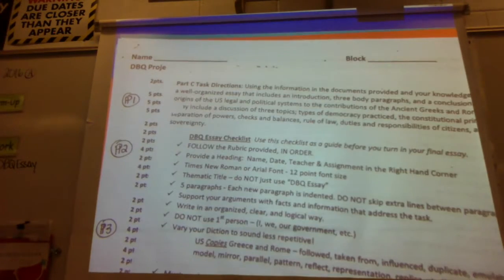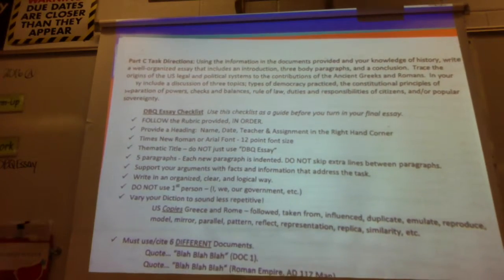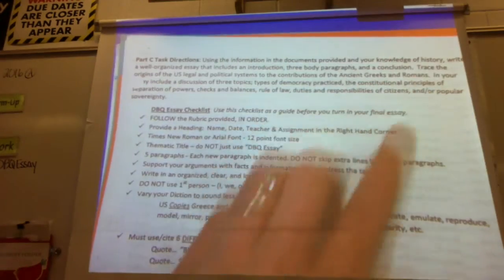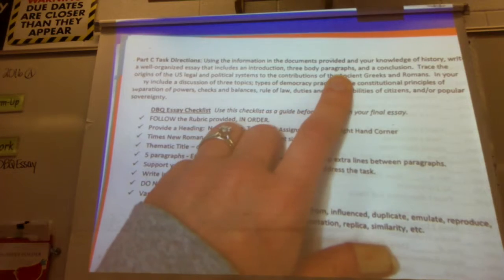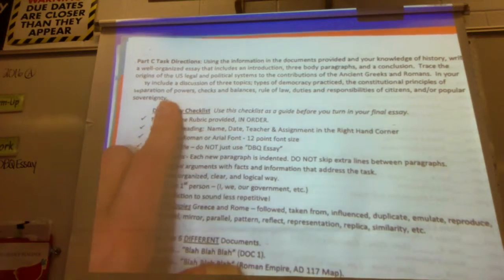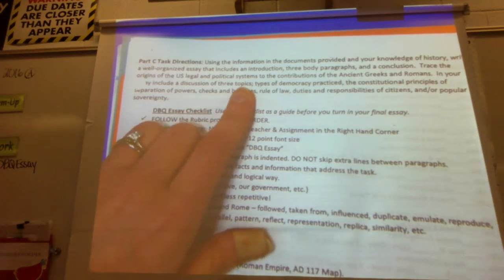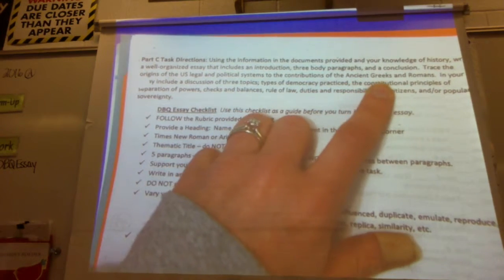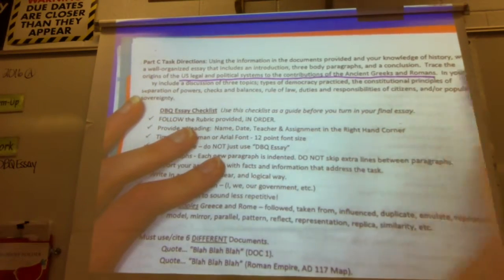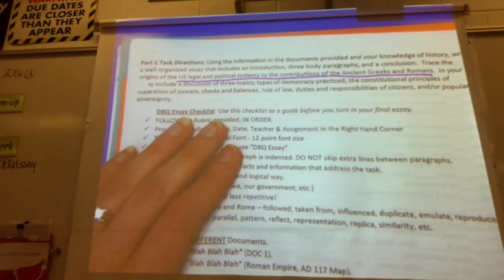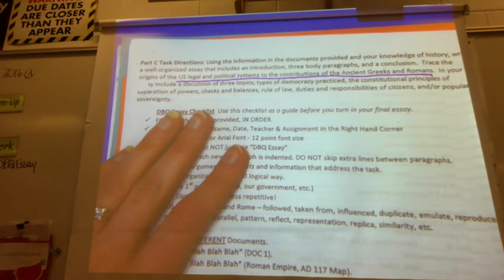So the front part here says, using the information in the documents provided and your knowledge of history, write a well-organized essay that includes an introduction, 3 body paragraphs, and a conclusion. Trace the origins of the U.S. legal and political system to the contributions of the ancient Greeks and the Romans. This is your thesis. In this case, for our DBQ, everyone has the same thesis. A thesis is like your topic or what you're planning to prove in your paper. Okay? So everybody's got the same thing.